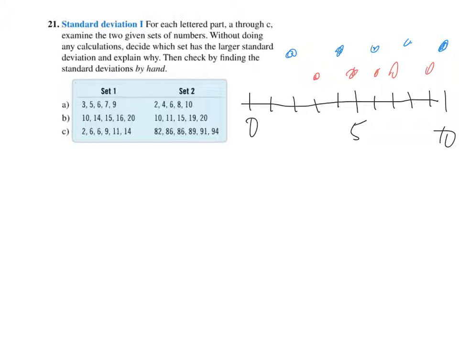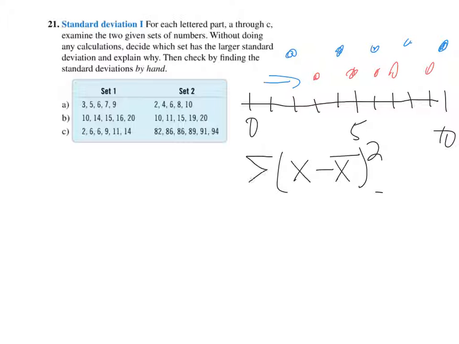So what I'm seeing is the red set has less variation than the blue set. So this should have a smaller standard deviation because there's less spread. So let's verify that. What you have to keep in mind is, what's the formula for the standard deviation? Well, you're going to find the deviation from the mean. In other words, how far away each of the numbers is from the mean. We're going to square that deviation.